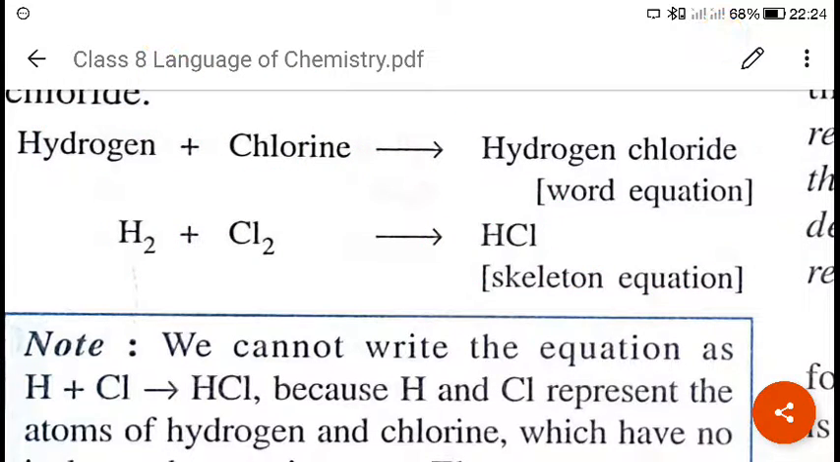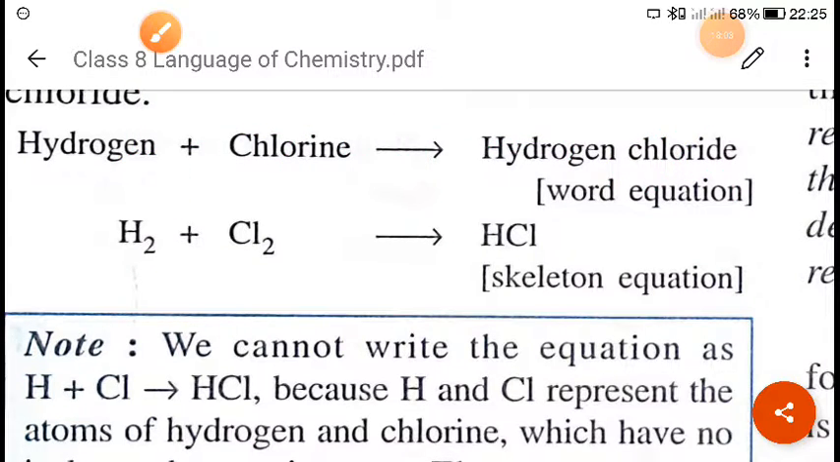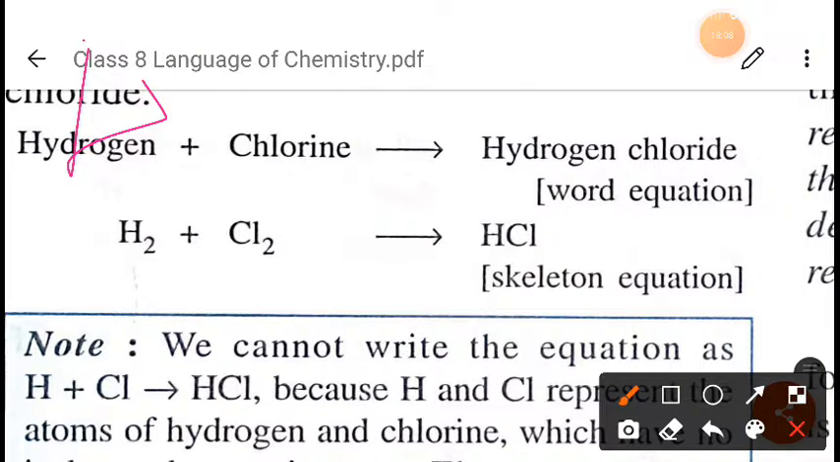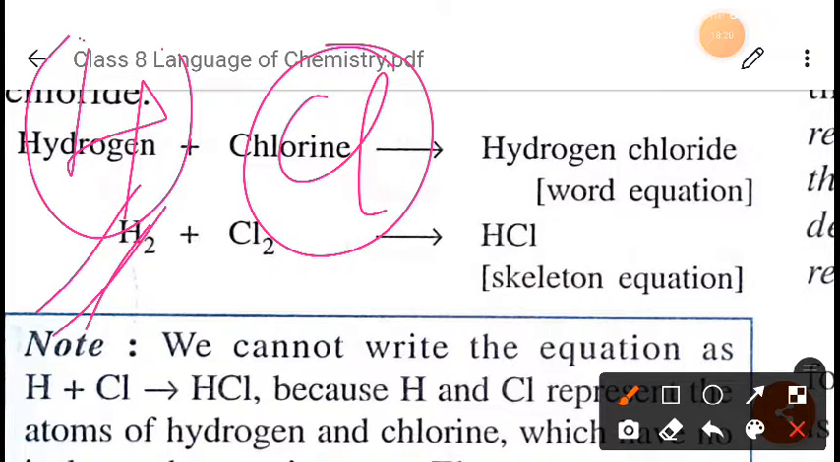Let me write right here. We cannot write H plus Cl will give HCl. Why? Because here this H and this Cl represent the atoms of hydrogen and chlorine, which have no independent existence. We cannot find an atom of hydrogen or an atom of chlorine on its own, right?